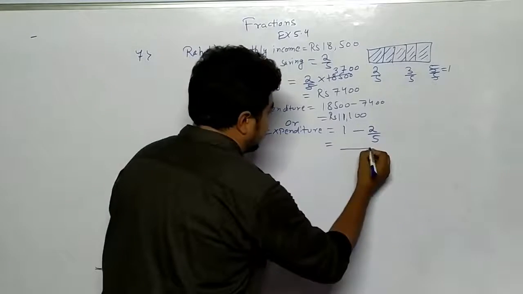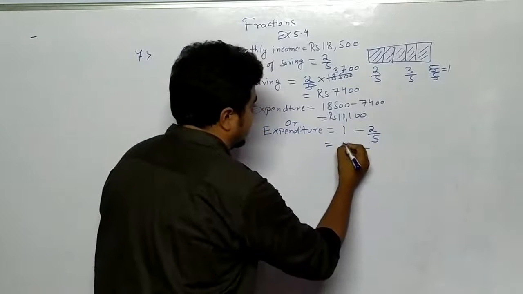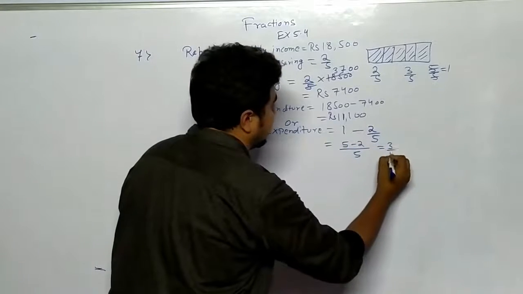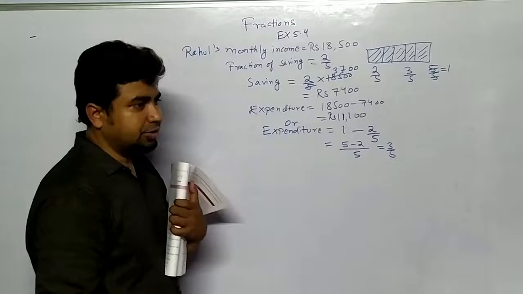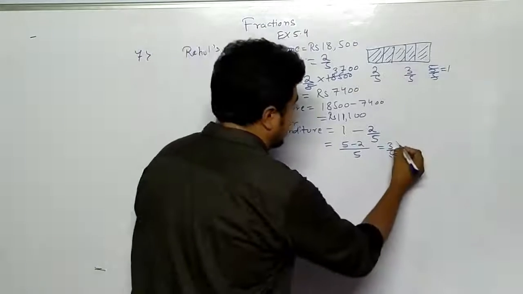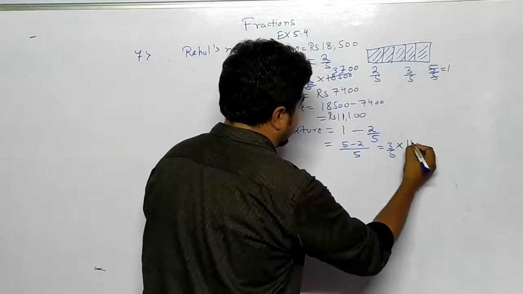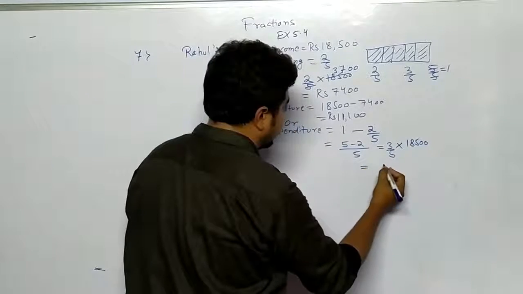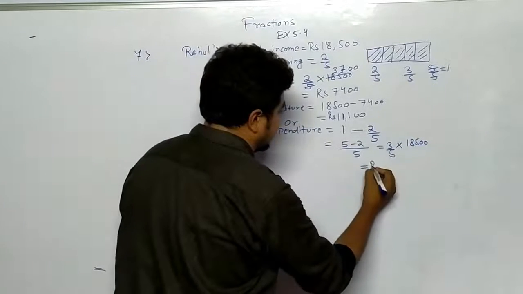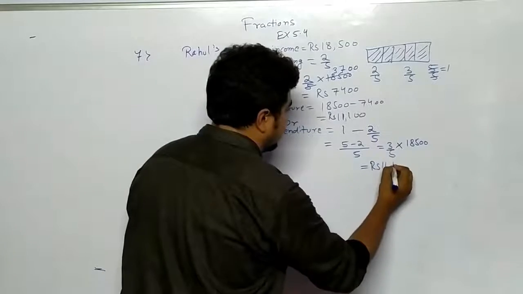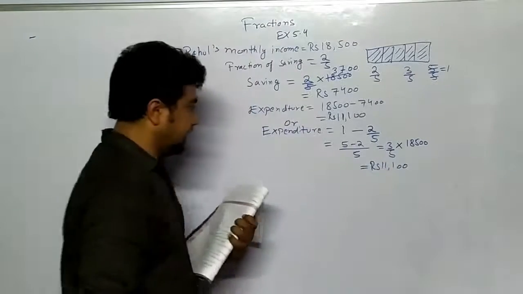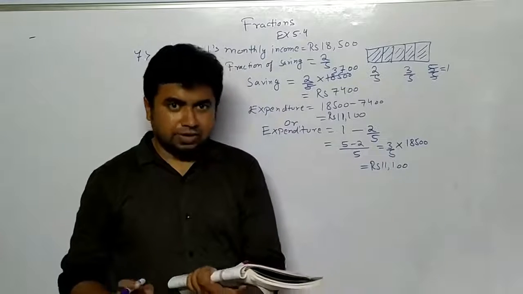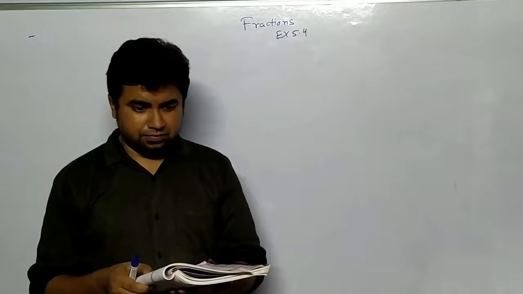From here you will be getting 5 as the LCM. 5 minus 2 is 3 by 5. This is the fraction of expenditure. And 3 by 5 into 18,500, from here also you will be getting rupees 11,100 as the expenditure. So this is question number 7. Now I will be discussing question number 8.